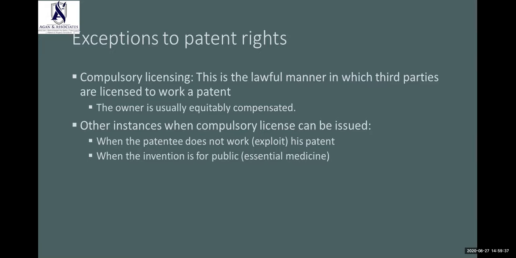So the owner is usually equitably compensated where such a compulsory license has been given. And a compulsory license, of course, is given by the government. It's only the government that can give a compulsory license. And of course, where the invention is deemed essential, then it is a must that the patentee be approached through a very procedural and very fair manner, and he's compensated. For example, where there are essential medicines.